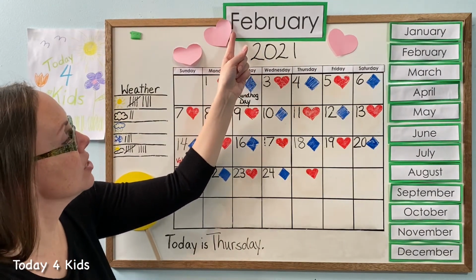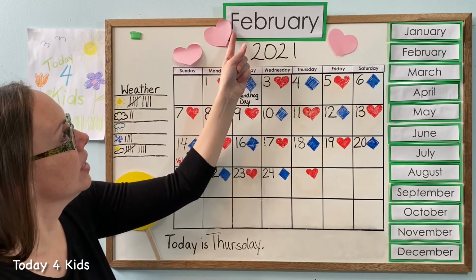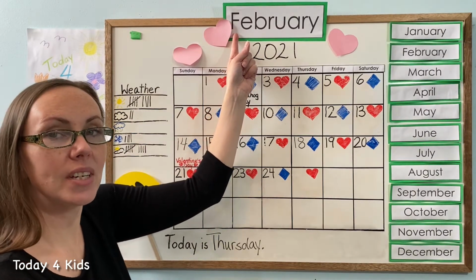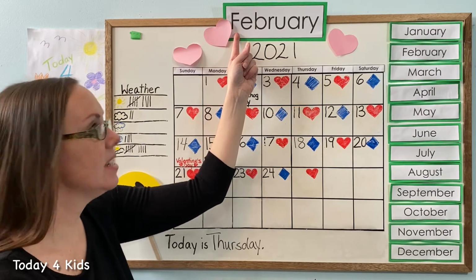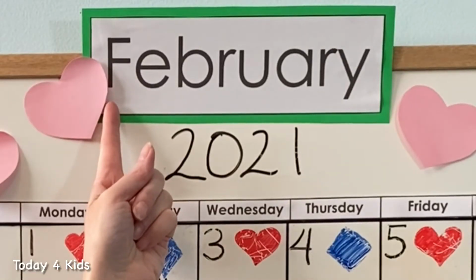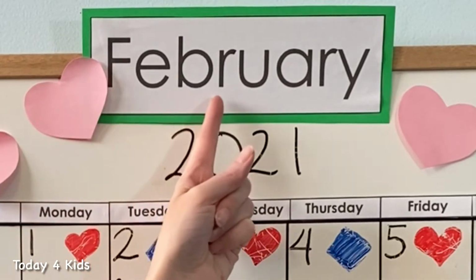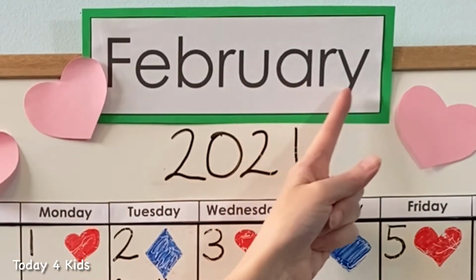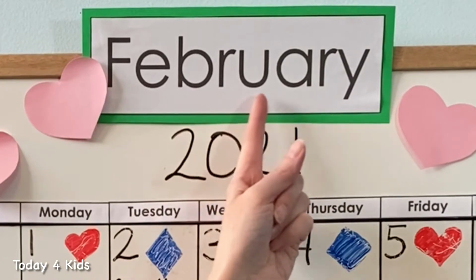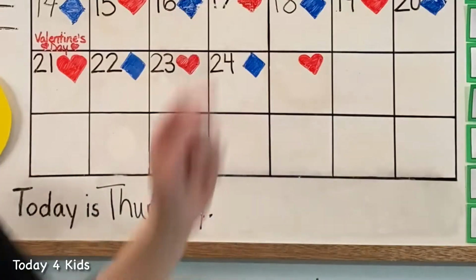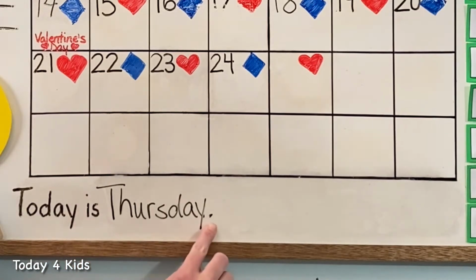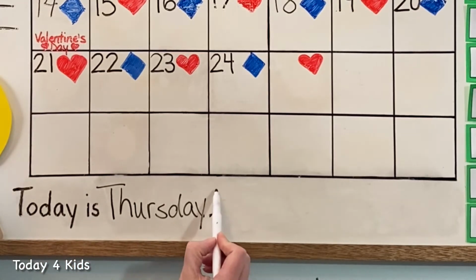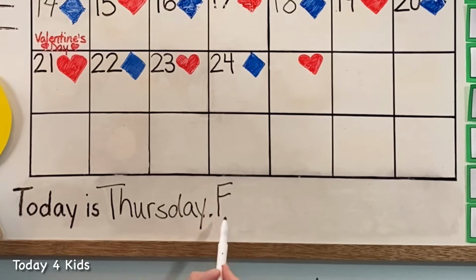So February starts with the letter F. And F sounds like f, f, f. Can you make that sound? F, f, f. Like fun or fuzzy. Capital F, because it's the name of our month. February. And we can put that into our sentence. Today is Thursday, February. So we'll put in a capital F because it's the name of our month.